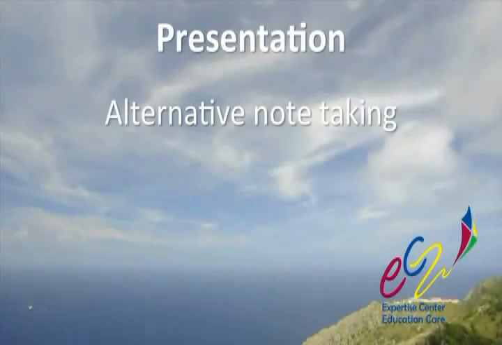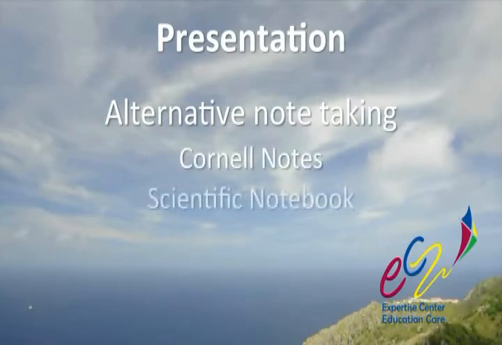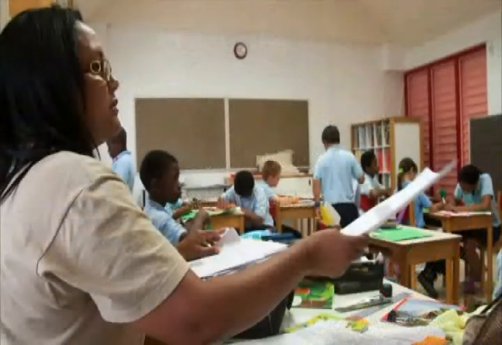Alternative note-taking. So even though we have a traditional whole class instruction, we can teach students alternative noting such as Cornell notes or scientific notebook. We can even print out the notes for those students who are slower and can't write them out as quickly as we are talking.